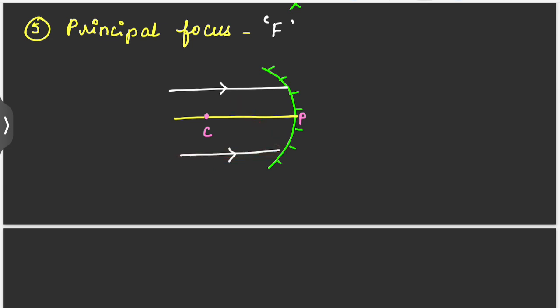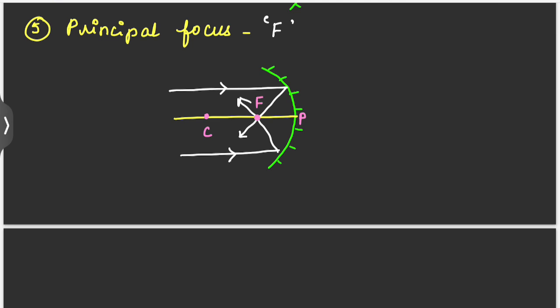So now here you can see this will reflect here like this, and this ray is going to reflect here like this. So this is the point where both the rays are meeting or intersecting. The meeting point or the intersecting point is called the principal focus. So this point I'll be writing as principal focus.